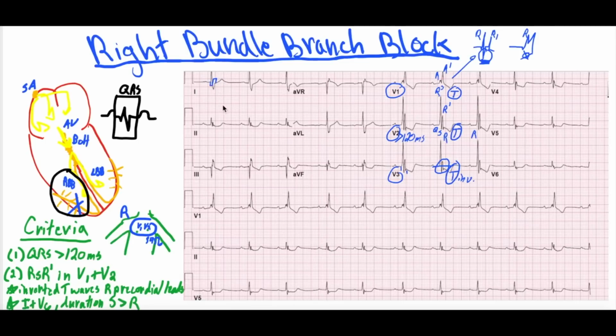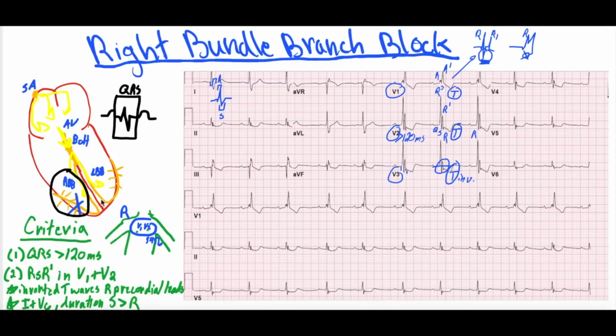So it's the waves themselves. You have your Q, R, and then your S, right? The duration of this S is greater than the duration of this R.